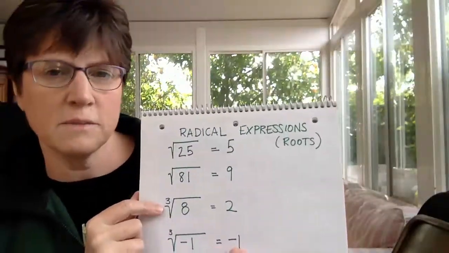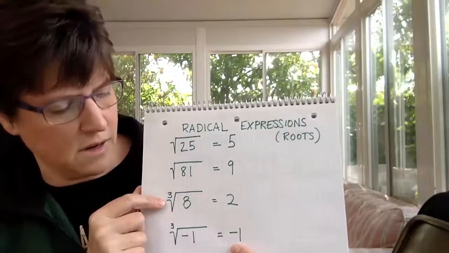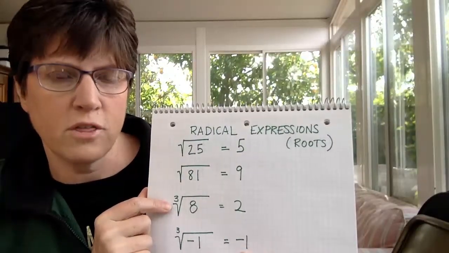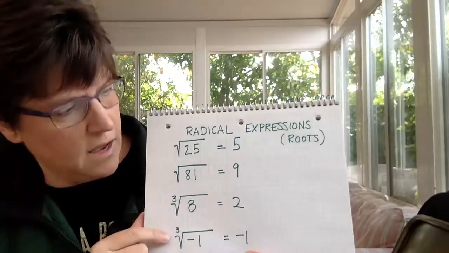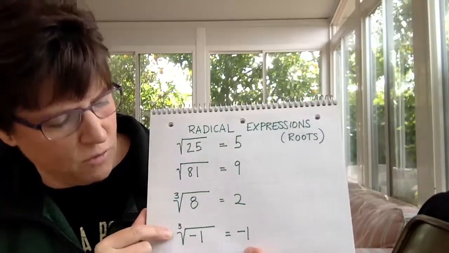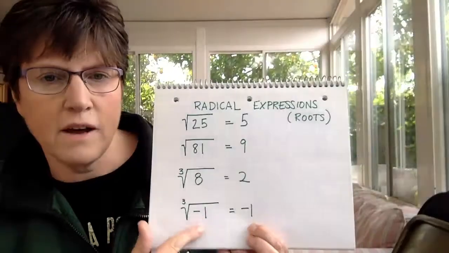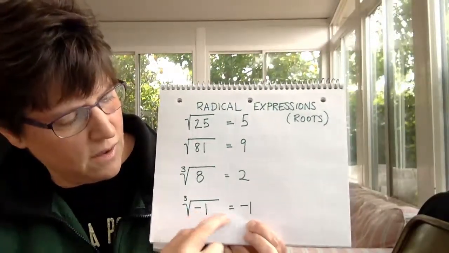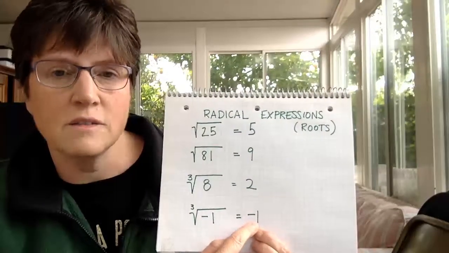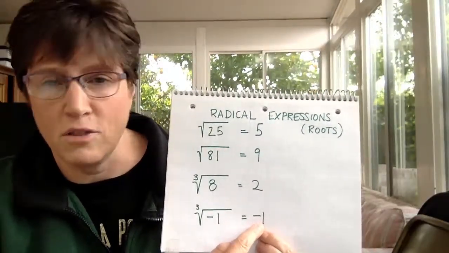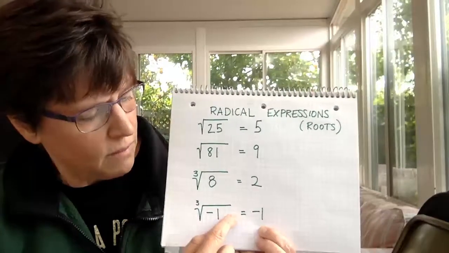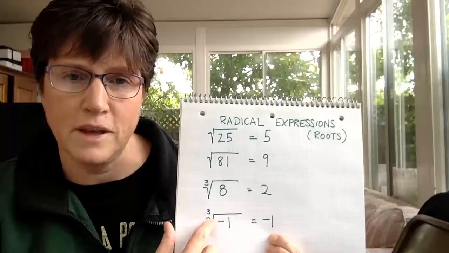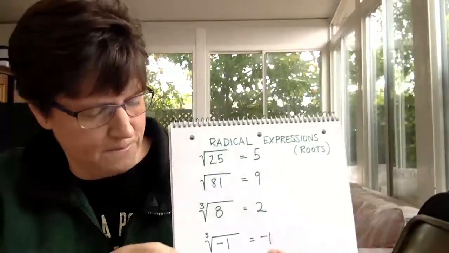We also will study some different types of roots, like cube roots. Cube root of 8 is 2, because 2 to the third power is 8. And cube root of negative 1, we'll talk about when you're allowed to have a negative underneath the root. In this case, because it's a cube root, the cube root of negative 1 is negative 1, because negative 1 to the third power is negative 1. If you have square roots, we'll talk about what happens when you have a negative underneath the square root, but that's some of the topic to come.